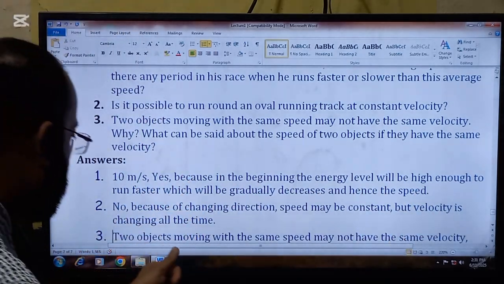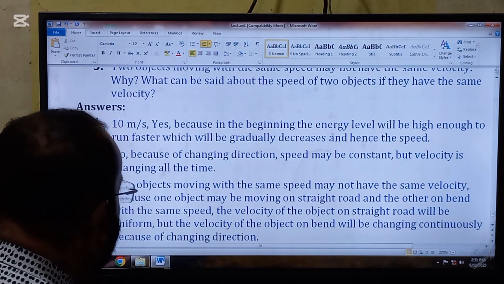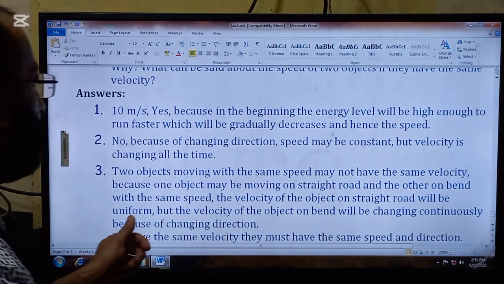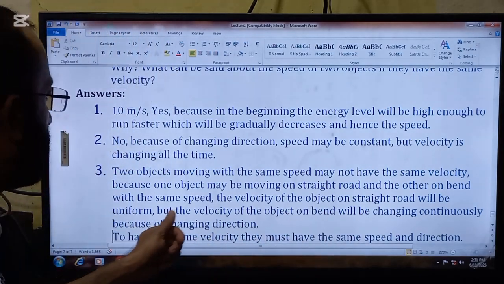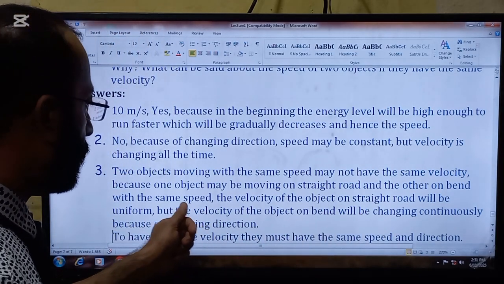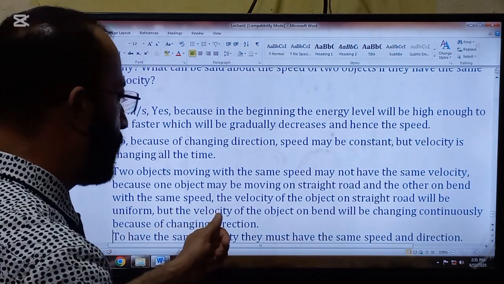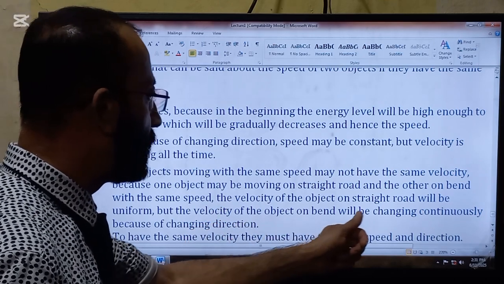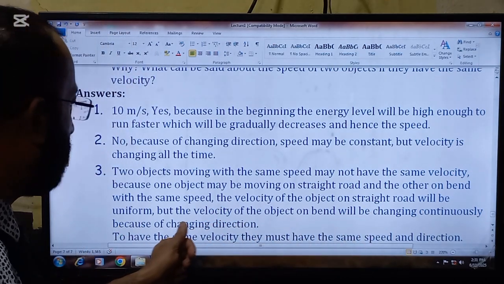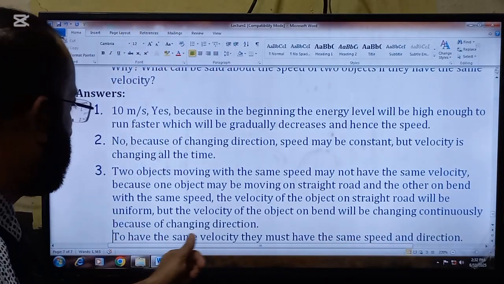So look now, two objects moving with the same speed may not have the same velocity, because one object may be moving on a straight road and the other on a bend with the same speed. So the speed is the same, but the velocity is not the same because one is on the straight road and one is on the bend. The velocity of the object on the straight road will be uniform, but the velocity of the object on the bend will be changing continuously because of the changing direction.